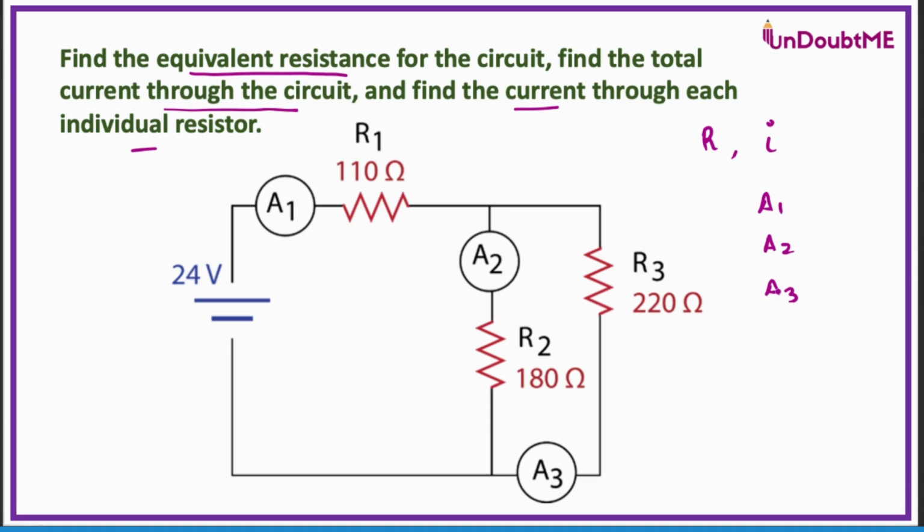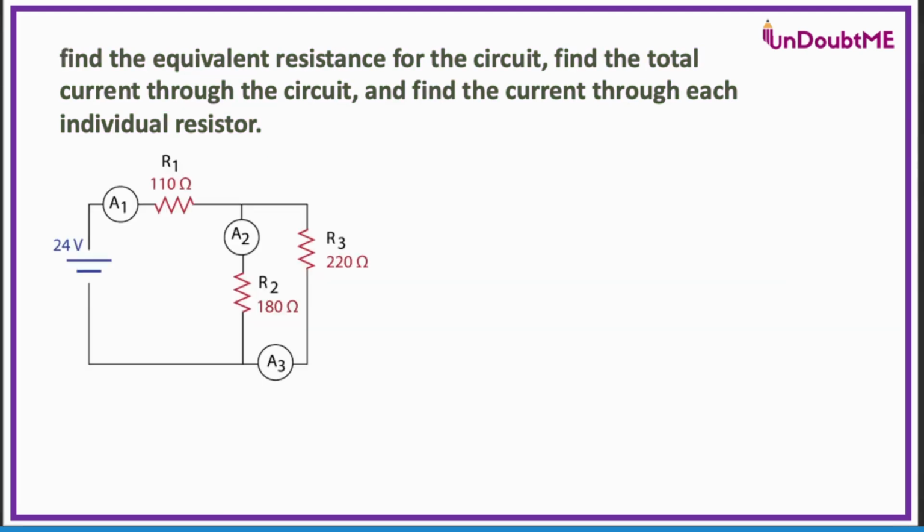Okay, the reading of A1 will be the current of the whole circuit. A2 and A3 will be different because over there at this branch the current will get distributed. How do we have to execute this? Let us see the working.